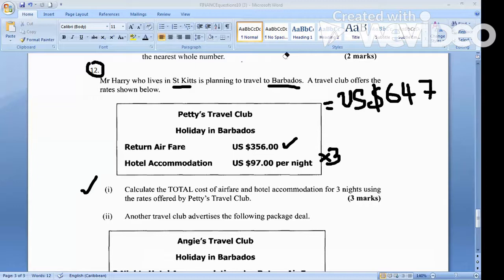What about the fare to go and come? Would you times it by 3? No, because at one time I pay the fare. Exactly. So that's why you wouldn't. Because remember what you said, you add the fare and the accommodation, and then times the whole thing by 3.